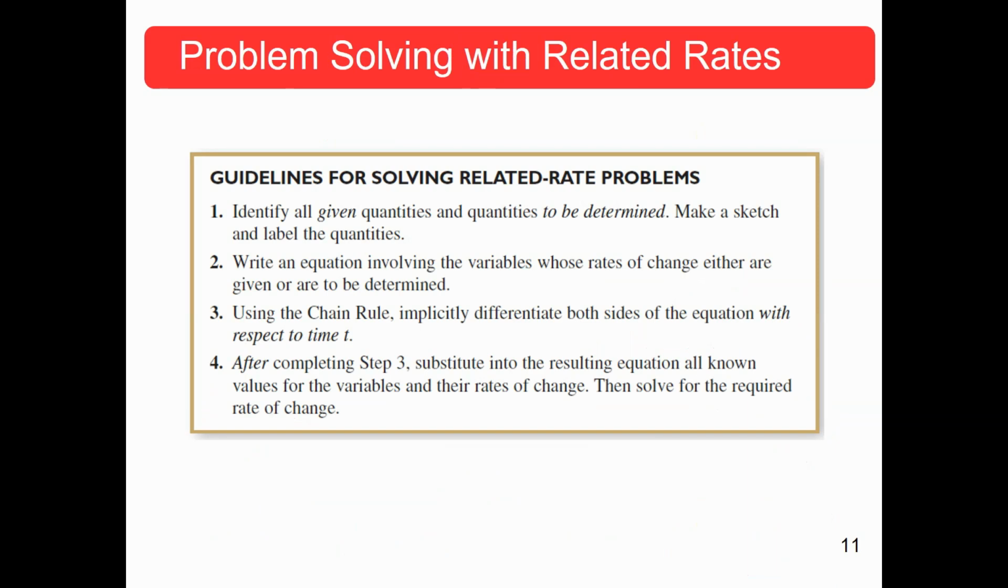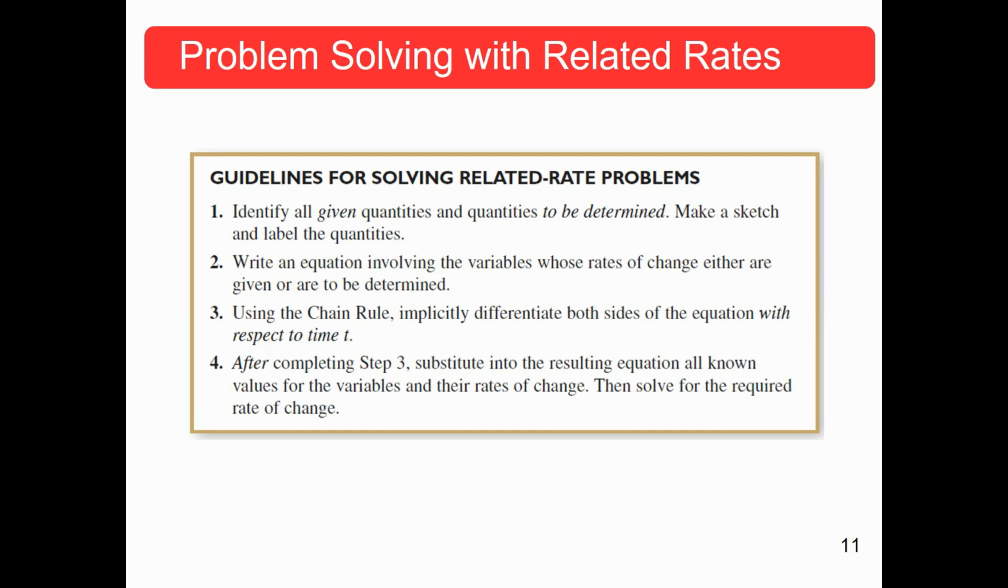Here are your guidelines for solving related rate problems. First, identify all the given quantities and the quantities that you need to figure out, and then make a sketch and label all of the quantities. Now, you want to write an equation involving the variables whose rates of change either are given or need to be determined. So we're talking about looking for formulas for area, looking for formulas for volume, looking for the Pythagorean theorem, right? If you've got a triangle that's changing, things like that.